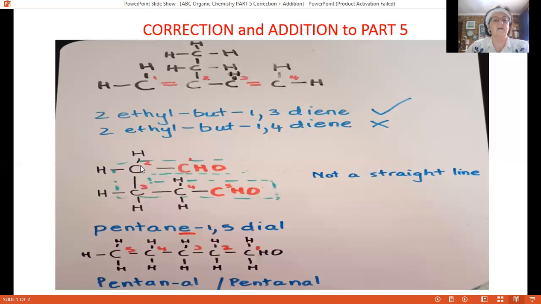So this is then 1, 2, 3, 4. So it's pent, and it's got 2 aldehydes. And we know that the suffix of an aldehyde is al. So it is at number 1 and at number 5. Remember, the functional group is part of the carbon chain. So these carbons are also numbered 1, 2, 3, 4, 5. And the other rule that I did not add in part 5 is when you've got a double functional group, you do not remove the E, right?